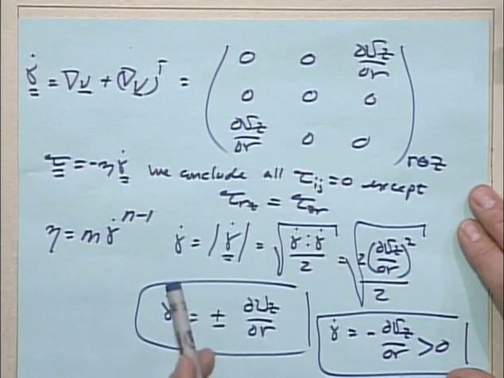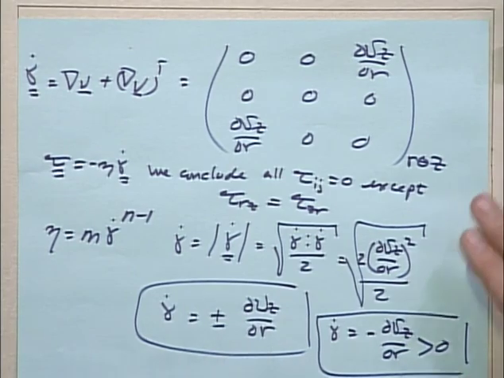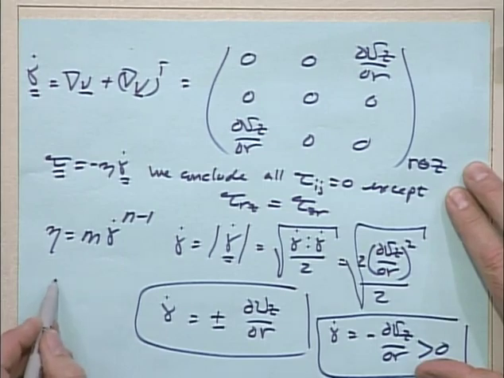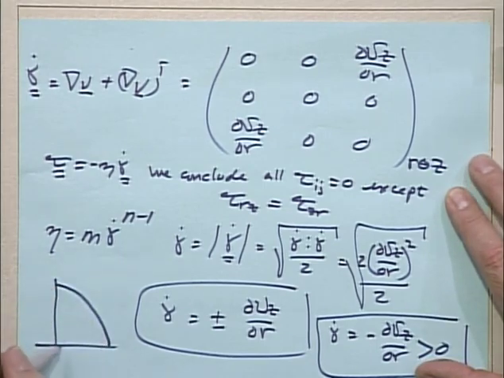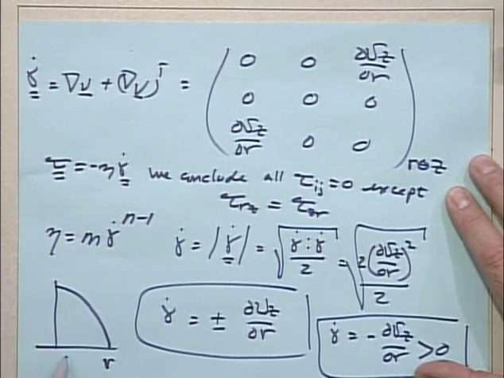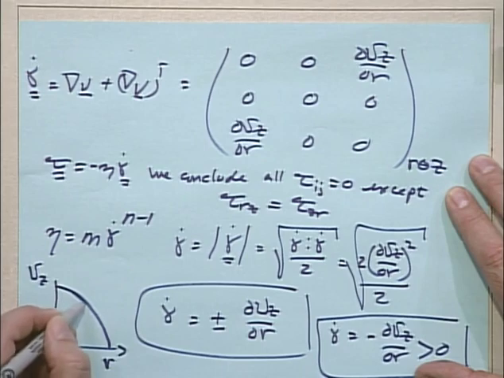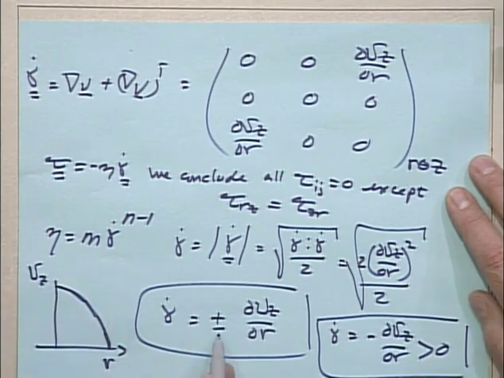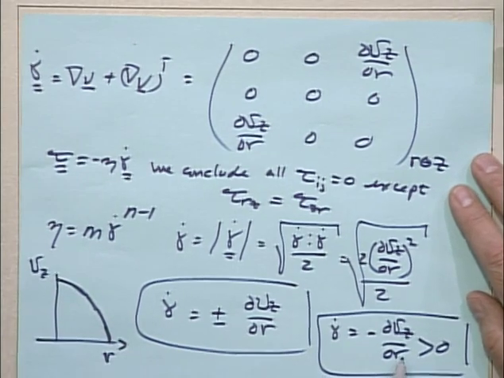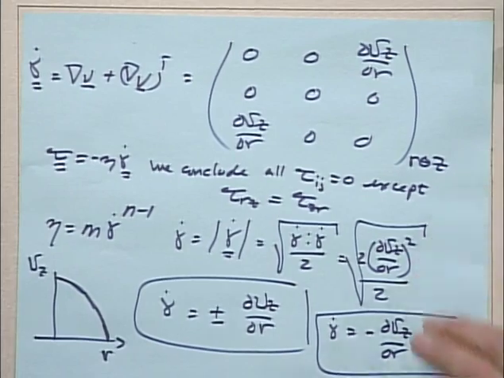But then in order to take the absolute value signs away, or to choose the sign of the square root, we have to examine what is the sign of dvz dr. So we sketch it in the coordinate system we're interested in, and we say as r increases, what happens to vz? And it decreases. So the slopes here are all negative. So because this is negative always, we can just choose minus dvz dr in order to get a positive gamma dot.